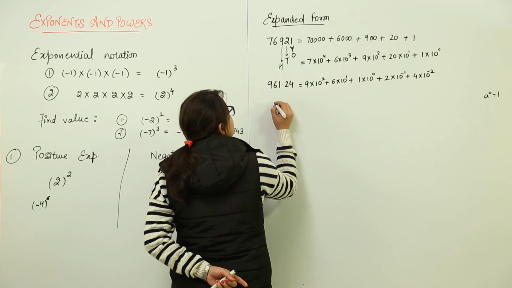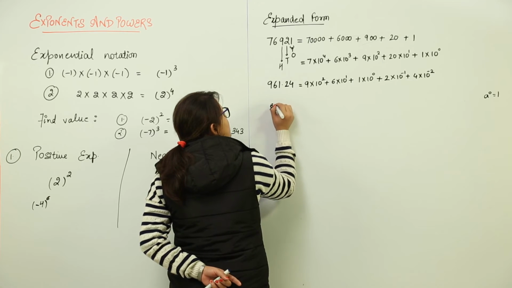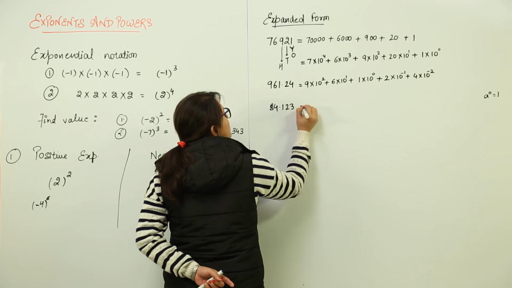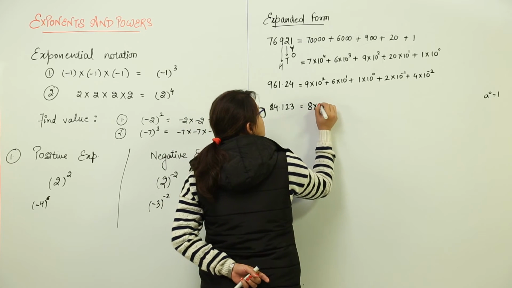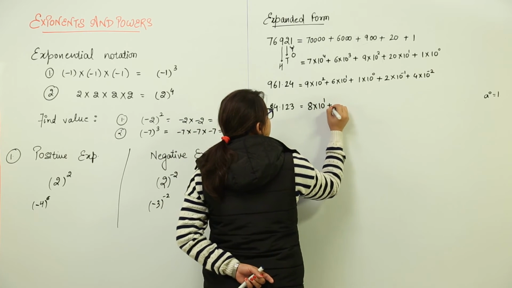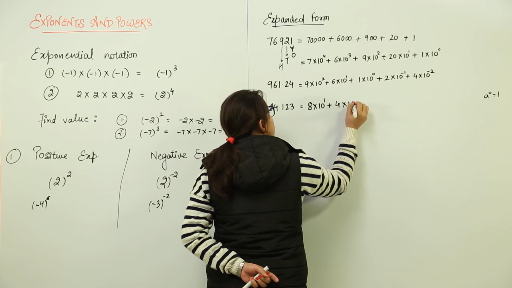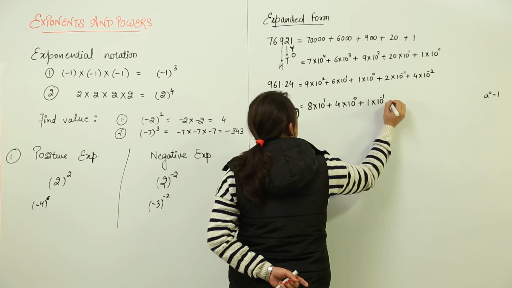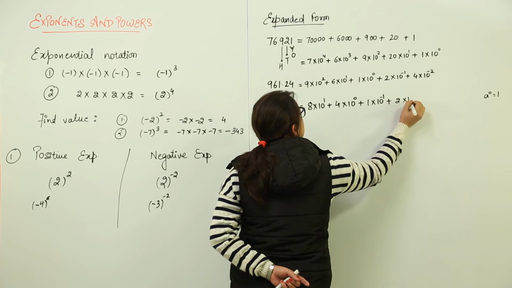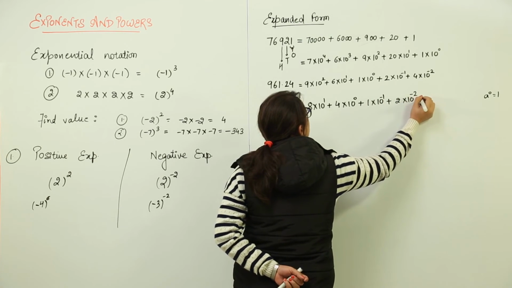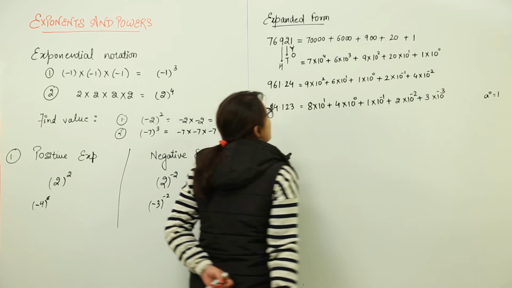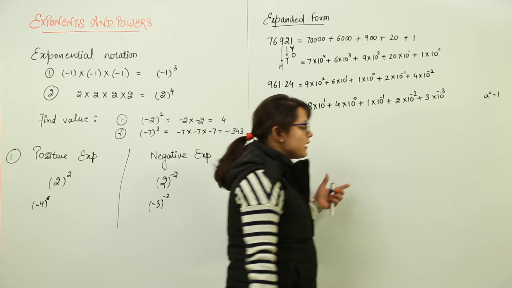Similarly, let us take another example, say 84.123. Now again it will be 8 into 10 raised to power 1 plus 4 into 10 raised to power 0 plus 1 into 10 raised to power minus 1 plus 2 into 10 raised to power minus 2 plus 3 into 10 raised to power minus 3. Understood? This was the expanded form.